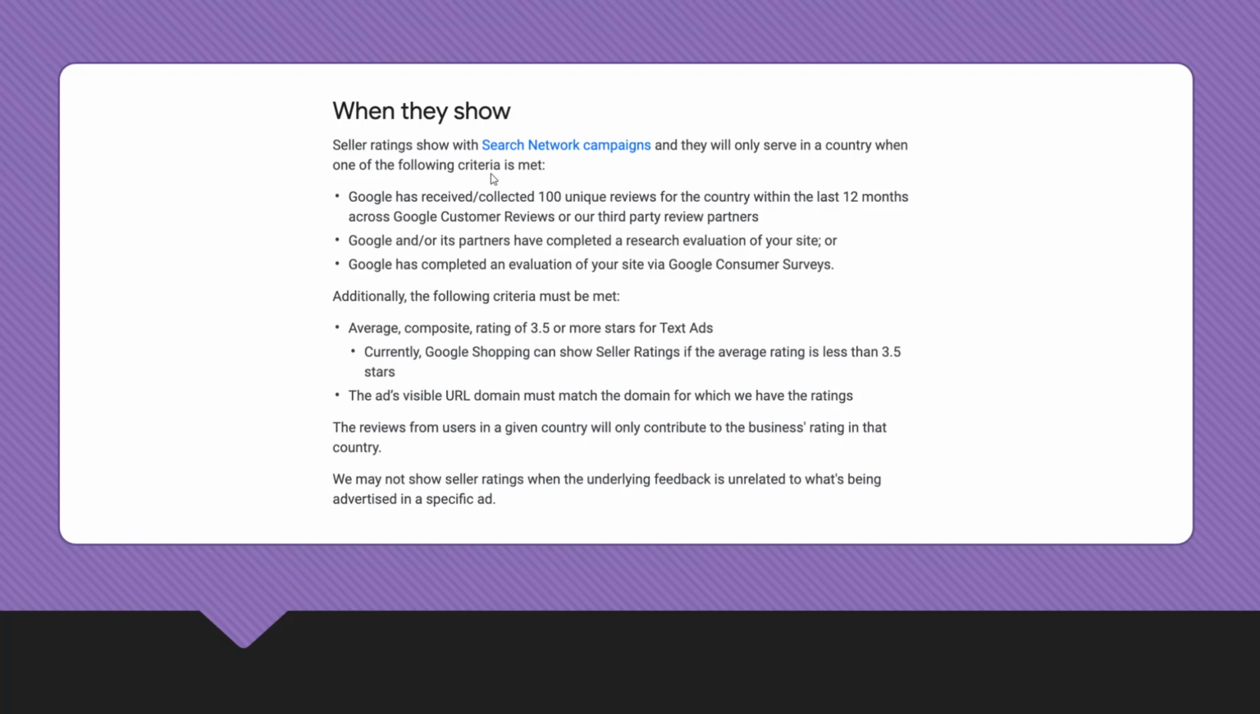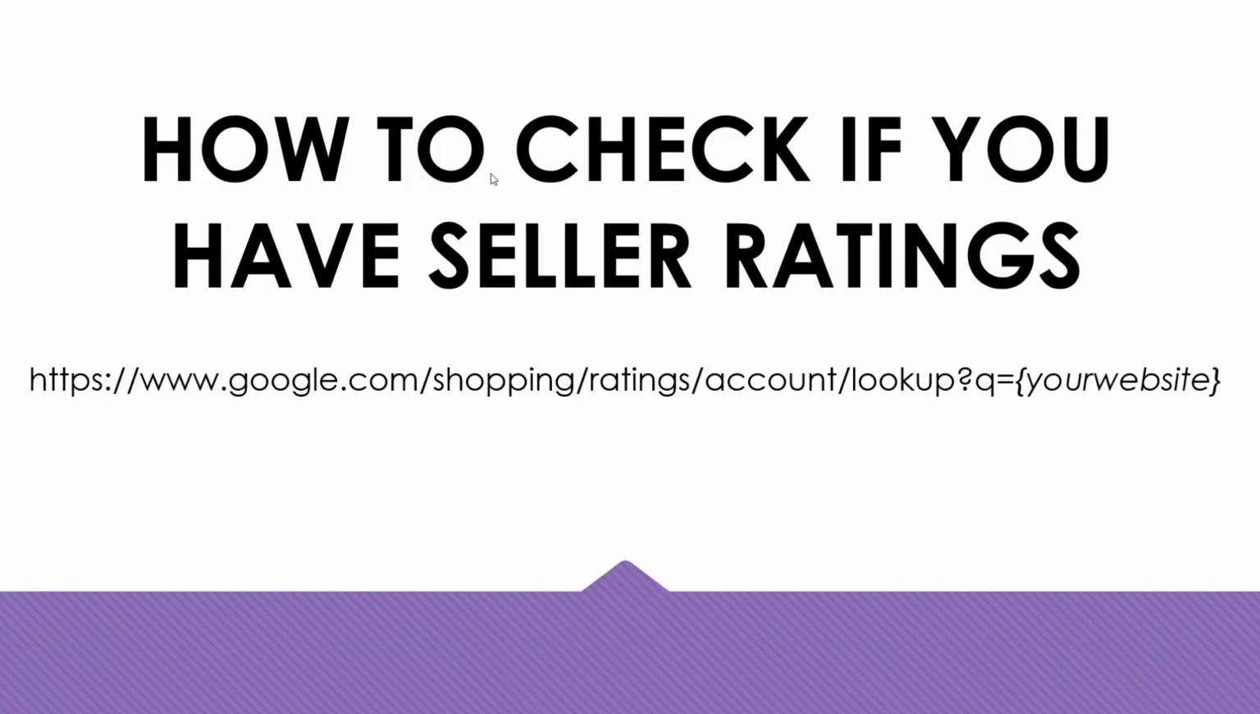So if you're selling on a different domain than what you have your seller ratings for, these likely won't match up. So that's something to keep in mind. If you're curious if you will have seller ratings or if you're eligible to have them show up, Google does actually have a website where you can check that. So here's the URL for what that would be.